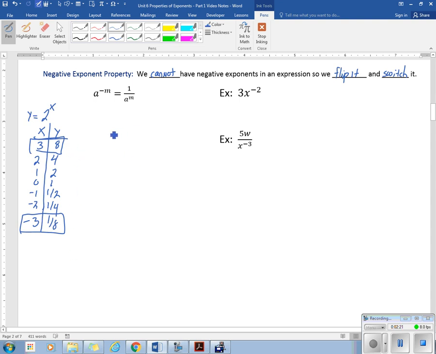So one of the things you want to remember is that negative exponents do not make negative numbers. Negative exponents actually can make numbers really, really small. So it makes them 1 over some number raised to a power. So let's take a look at some algebraic examples here.